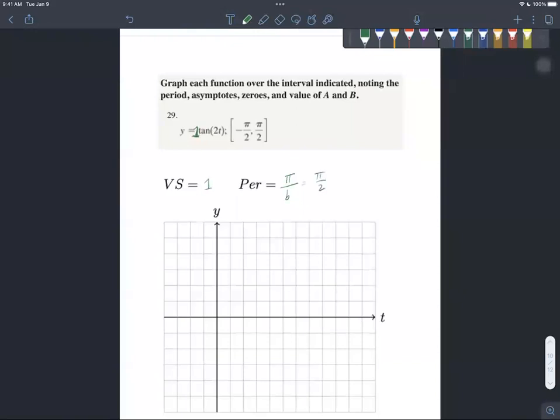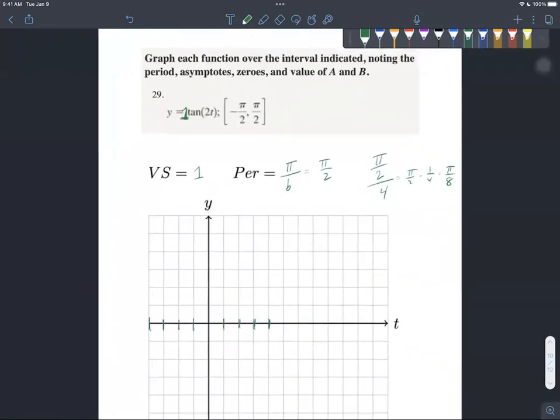All right, so in this problem here, we're asked to graph from negative pi over 2 to positive pi over 2. So let's go ahead and divide this pi over 2 by 4. Again, we're going to break this up into 4 sections. Pi over 2 divided by 4. What does this give us? Pi over 2 times 1 over 4, which is pi over 8. And this is the increment in which we're going to be working.